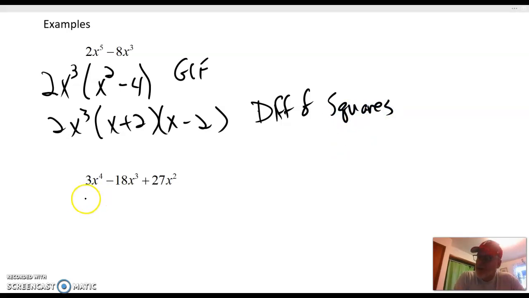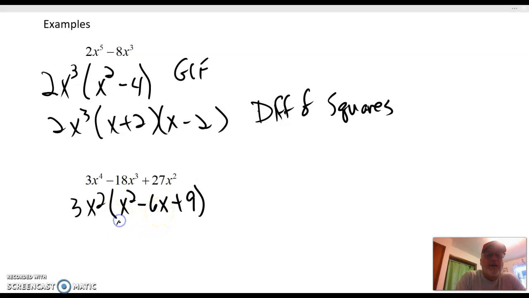Down here, I'm going to factor out a 3x squared. That leaves me with x squared minus 6x plus 9. Okay, so this one, you can either look at it as a perfect square trinomial, because x squared is a perfect square and 9 is a perfect square. And this middle term is the x times the 3 doubled. Or you can just say, I'm going to look for factors of 9 that add up to be negative 6, and it would be negative 3 and negative 3.